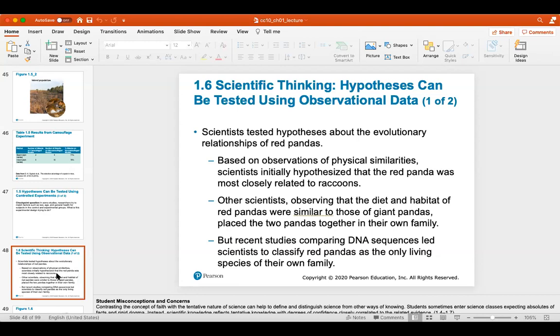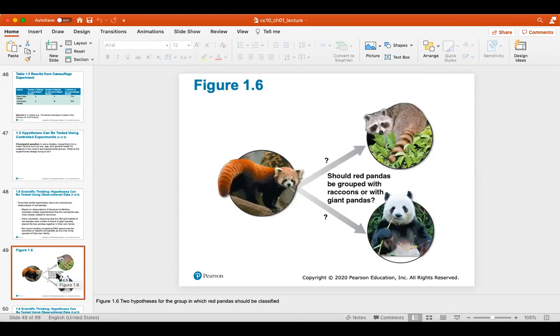So that's what's fun about science. It's constantly changing based on new information, and it's always based on facts. It's not based on opinions.